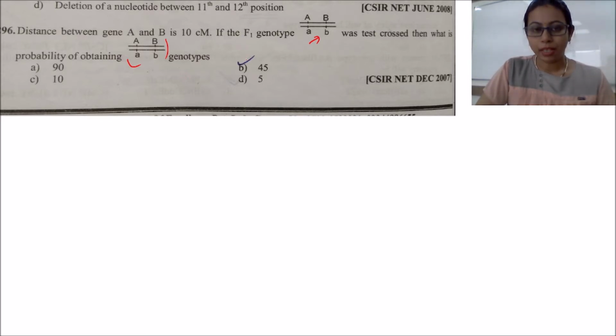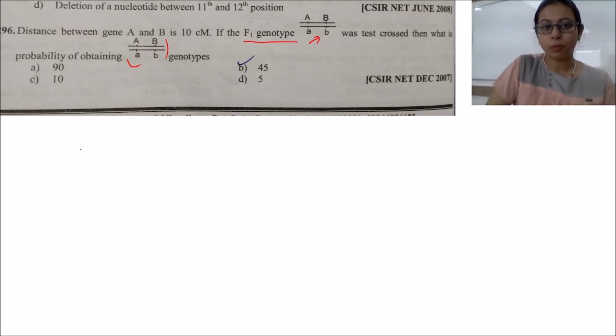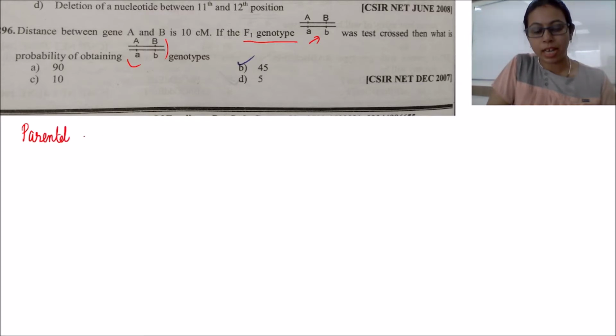So the concept is quite clear. Here it is presenting the F1 genotype. Let us discuss what it actually means by F1 genotype and where it comes from. Suppose I talk about the parental type. One parent will be homozygous dominant, capital A, capital B, and the other parent will be homozygous recessive, small a, small b. So this is the parental type.